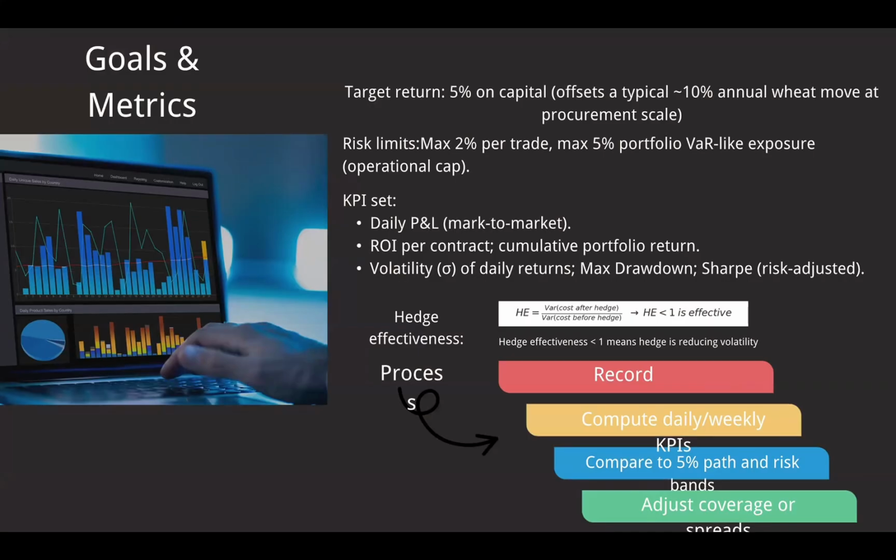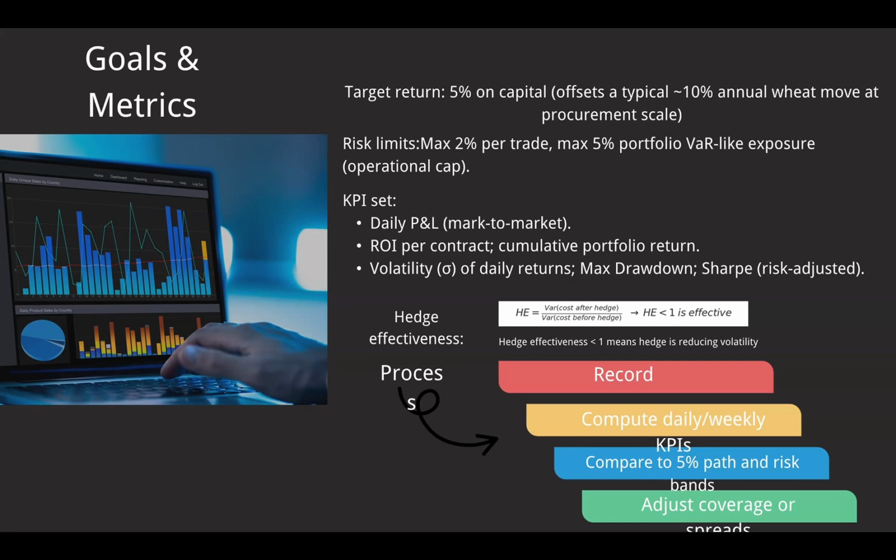Okay, so to ensure success, we set a target return of 5% on our capital. This number comes from history, where prices often move about 10% in 1 year. So a 5% return can help offset that risk. We also limited our risk for each trade. We allow a maximum loss of 2% of our capital, which is 2,000 US dollars. For the whole portfolio, we set a maximum risk of 5%.